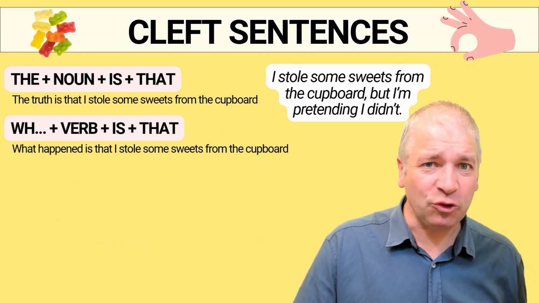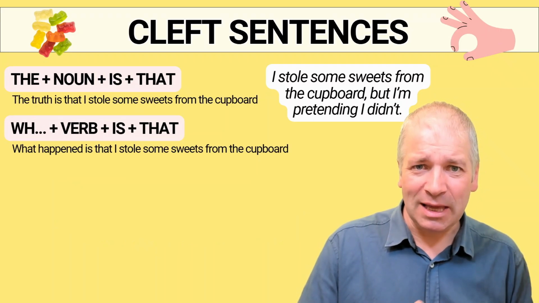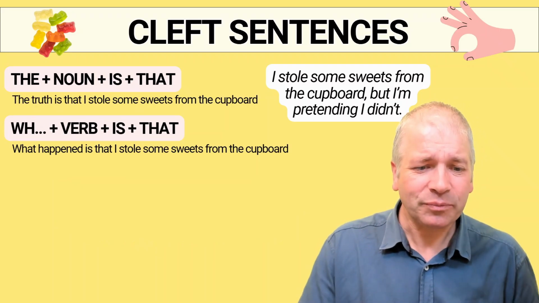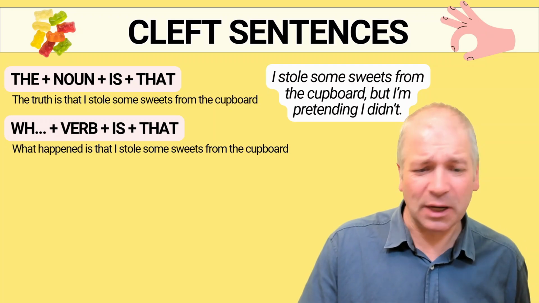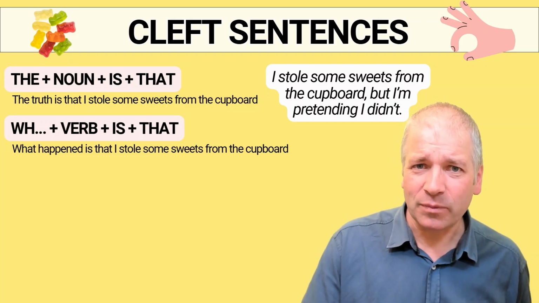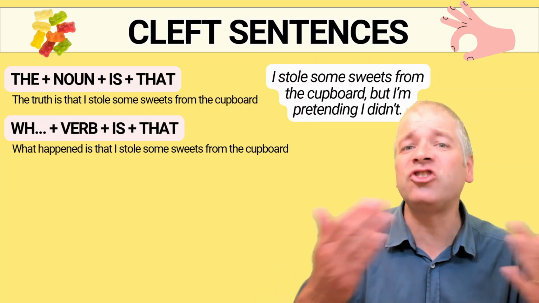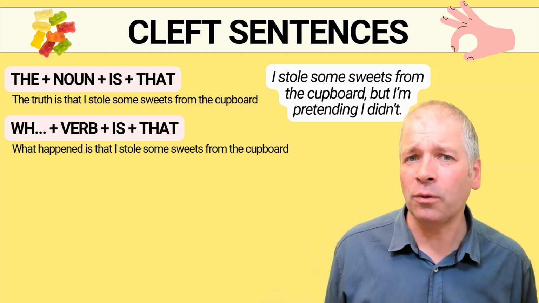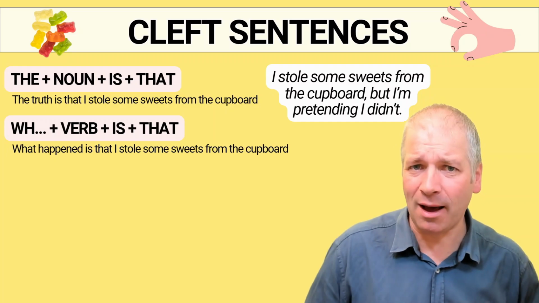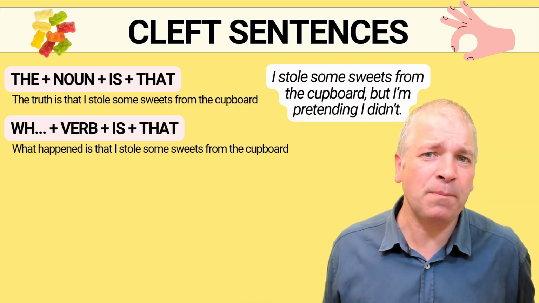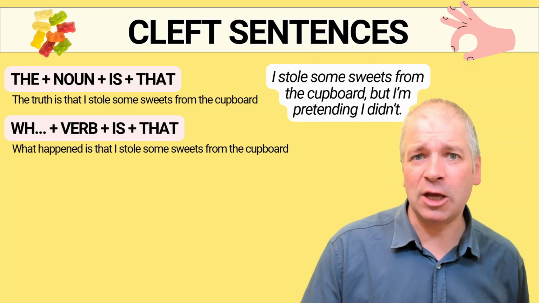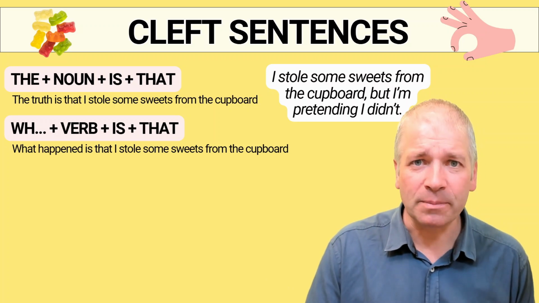A WH word followed by a verb is and that. What happened is that I stole some sweets from the cupboard. Now is of course represents the verb to be, so it could change depending upon the person who's speaking. It could be are, or whether it's past or present, it could be were or was.